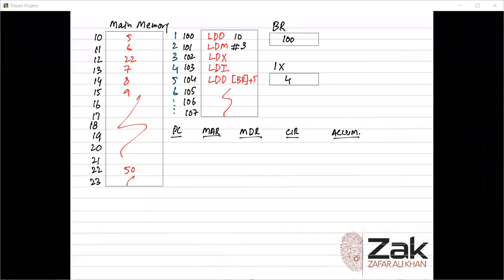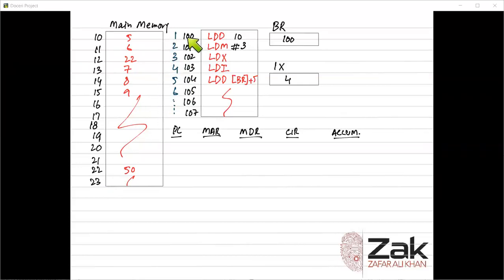So let's say that we have got this program from instruction 100 to instruction 107. All right, so from instruction 100 to instruction 107, and we have got data in memory from address 10 to address 23.